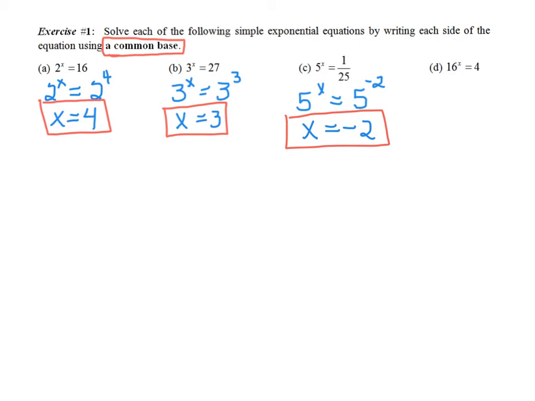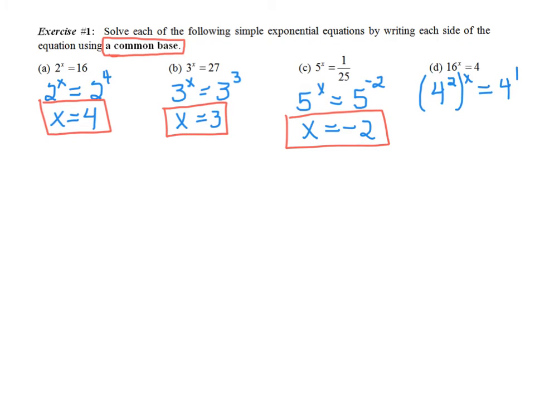Now it's important to get a hang of making these bases the same, because the bases sometimes are hard to look at to decide how do I make the bases equal. For example, in part D, I've got a 16 to the x and I've got a 4. My goal is not to make the 4 become a 16. It's easier to rewrite the 16. 16 is the same as 4 squared. So I'm going to replace the 16 with 4 squared and then raise it to the x power. On the right side, that's 4 to the 1st power.